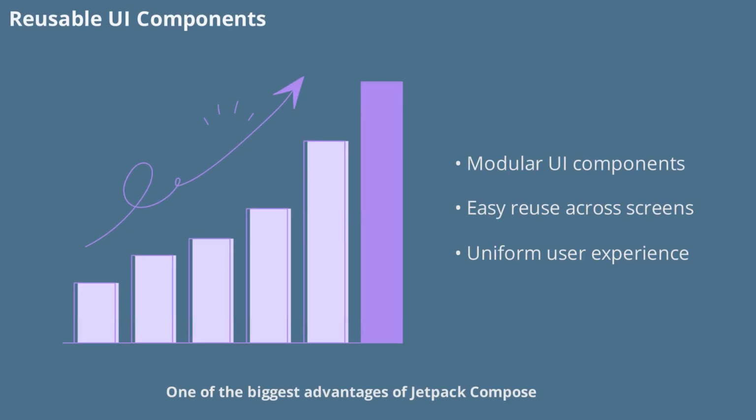One of the biggest advantages of Jetpack Compose is the ability to create reusable UI components. By designing modular elements, you can easily use them across different screens and even different projects. This not only saves time, but also ensures a uniform user experience. Whenever you need to update a component, you only have to do it in one place, and the changes will reflect everywhere it's used.